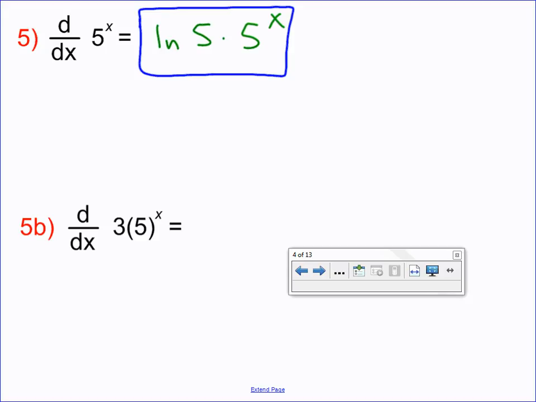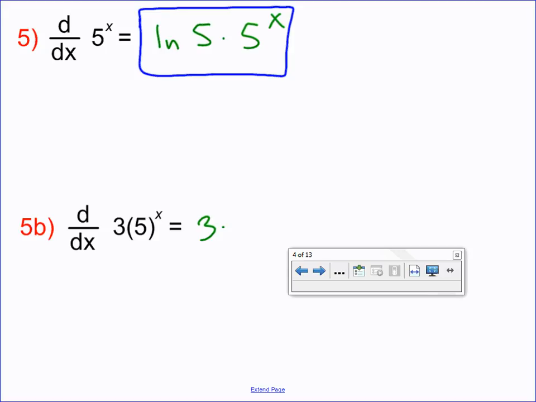5b, what if this had been, and it wasn't on your sheet, but what if this had been 3 times 5 to the x? If I were to differentiate 3 times 5 to the x, would that be ln of 15 times 15 to the x? No way, Jose, right? Our order of operations dictates that this exponent applies to the 5, and the 5 only. This 3 out front is just a constant multiplier. And so don't be fooled by order of operations. You would not do 3 times 5 is 15 to the x and differentiate 15 to the x.